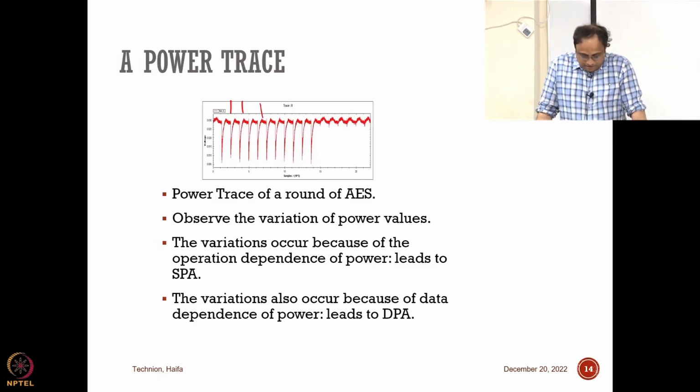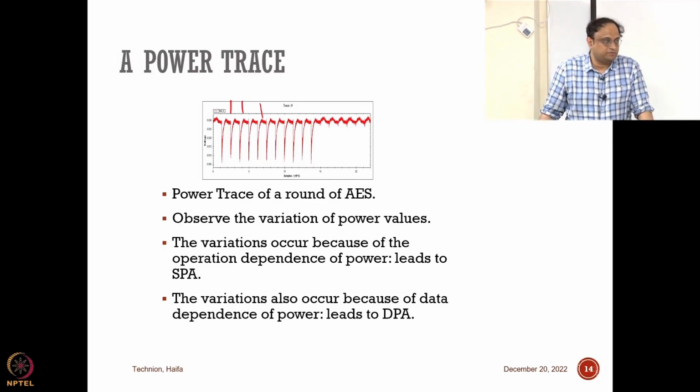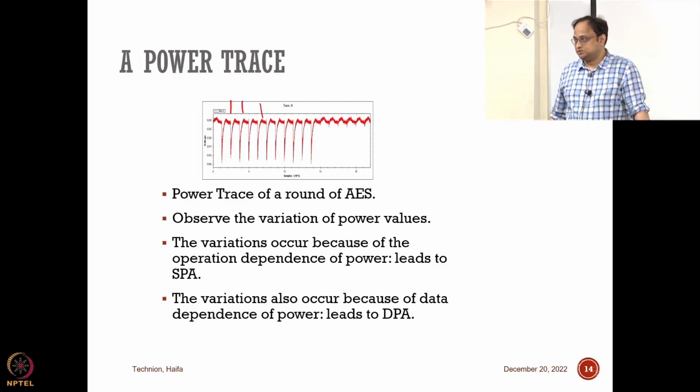Now the question is, you are getting variations, but can you exploit these variations? If just by seeing this trace you can tell me what the key is, then that is an example of a simple power attack. But most likely you will not be able to do that in the case of AES, and you need more complicated techniques, which brings us to what is called differential power attacks, or DPA.